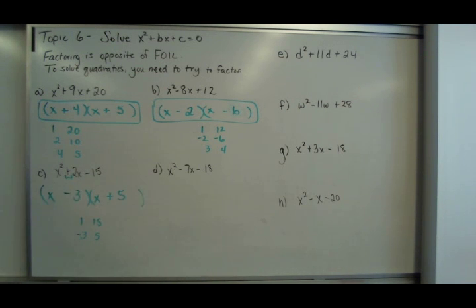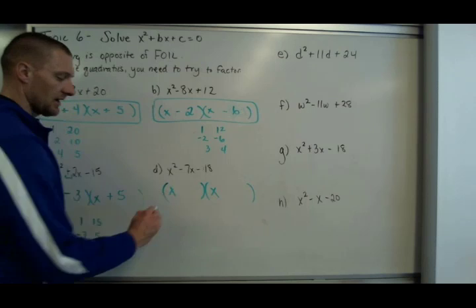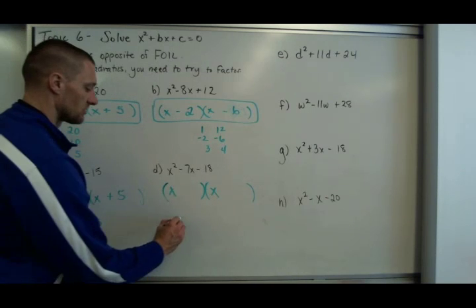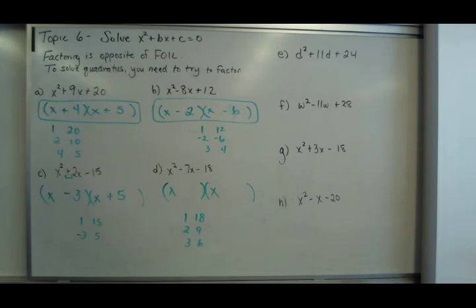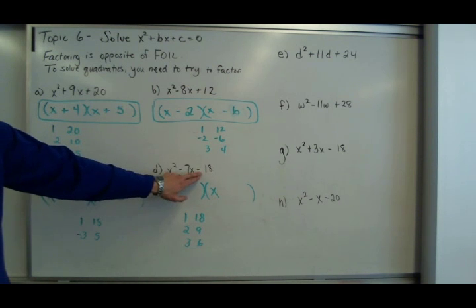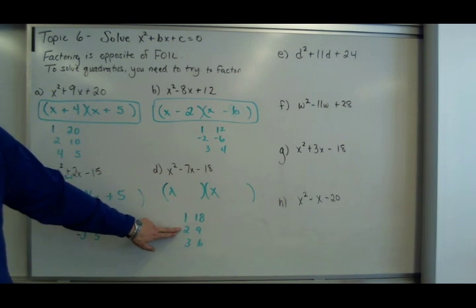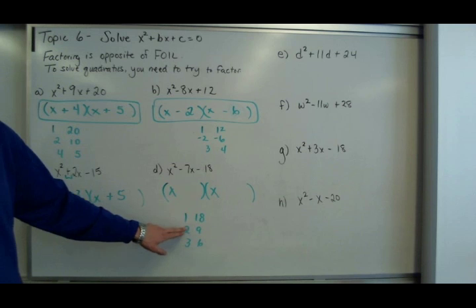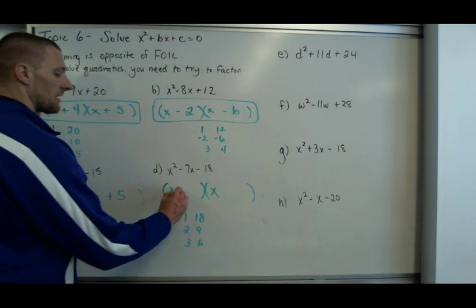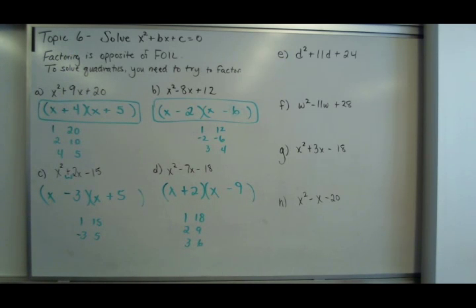Now over here on D, same basic idea. I've got my two sets of parentheses. You've got an x and an x. Two things that multiply to 18. So I've got 1 and 18, 2 and 9, 3 and 6. And I've got to find the two that would add up to a negative 7. Well, we know they have to be opposites because it has to multiply to a negative 18. And the two that have a difference of 7 are 2 and 9. Now, since this is a negative, that means that my 9 is going to have to be negative, because a 2 plus a negative 9 gives me the negative 7. So I'm going to have a plus 2 and a minus 9. And there are my final answers.